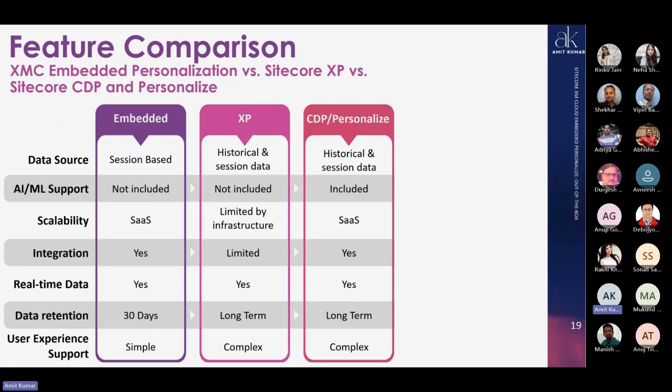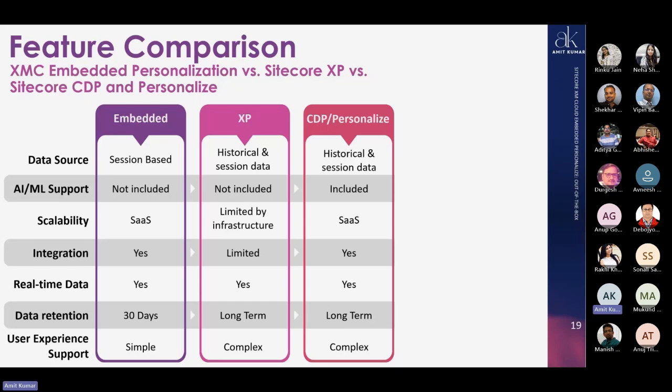Like data source, it's session based. So in XP, you are having the historical data, you can target session based also. Same way in CDP and personalization, you can target historical data also, based on conditions also, as well as the current session. AI ML support is not here in embedded and XP, but if you go with CDP and personalized, you will be getting dynamic personalization type of things. You can use that scalability, like you do not need to provision anything, but in case of XP you need to do the scalability based on the infrastructure part.